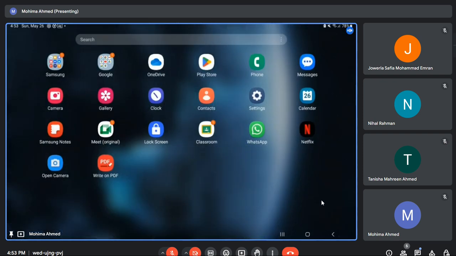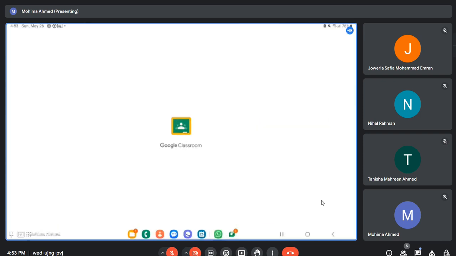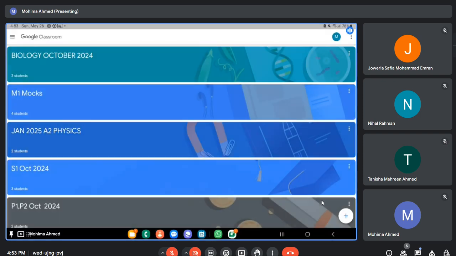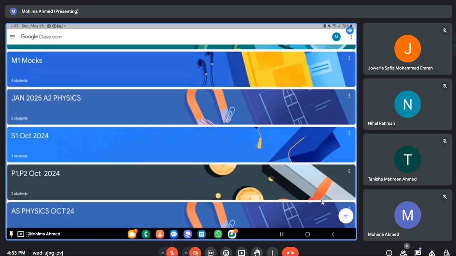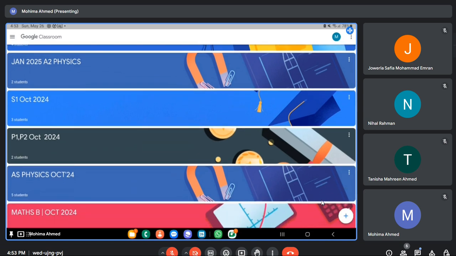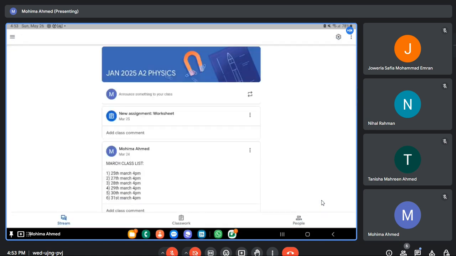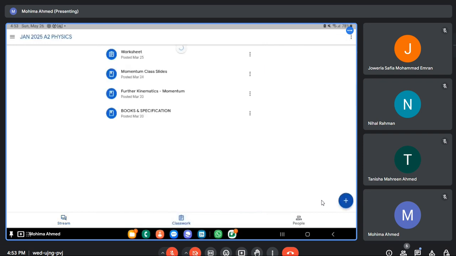I'll move on to your classrooms and let you see how the classroom is. For example, your Jan 2025 A2 classes are not entirely organized yet because we haven't uploaded that much content. For Jan 2025, only momentum, class slides and specifications are there. We're going to start with circular motion, which will be uploaded.